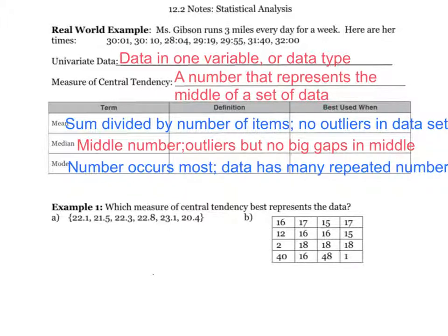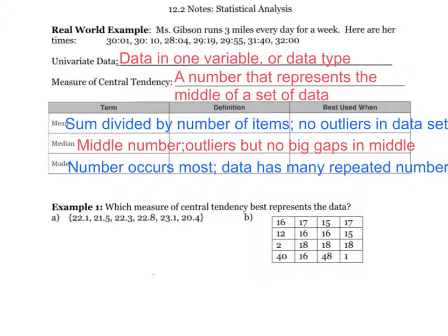Looking at how we can represent this data, we have different ways we can do this. And each of these ways is going to help us find the measure of central tendency, or the number that represents the middle of a set of data. And there's 3 different ways that we can describe this data or use that measure of central tendency.